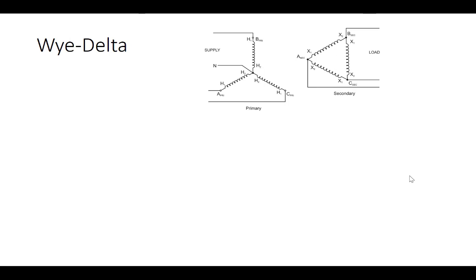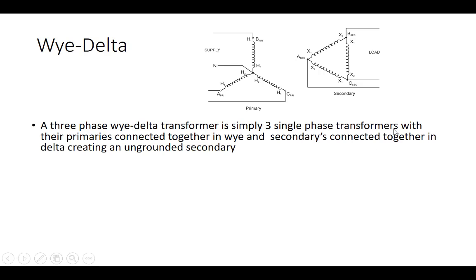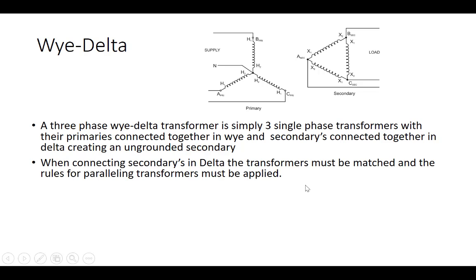Okay, now we're going to look at objective 3 of our three-phase transformer connections, which is the Y delta connection. And again, the Y delta connection is just 3 single-phase transformers where one set of windings, the H windings in this case, are all connected together to form a Y primary, and the X windings are all connected together to form a delta secondary.